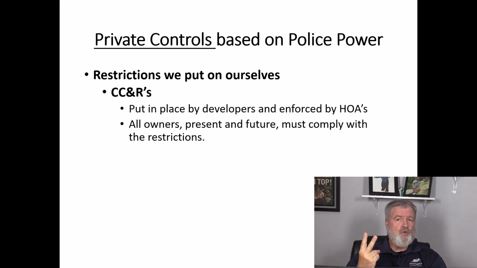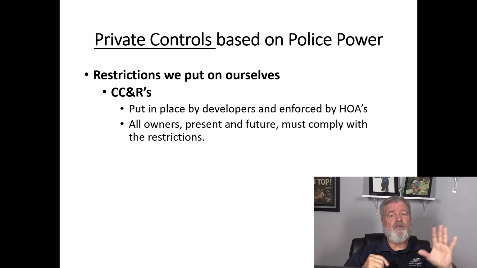So there's only two types of private controls: deed restrictions and covenants and restrictions. All the other forms of police power we talked about earlier are all considered public controls. I'm telling you, they'll probably ask you a question: which of the following forms of police power is considered a public control or a private control? You got to know the difference.